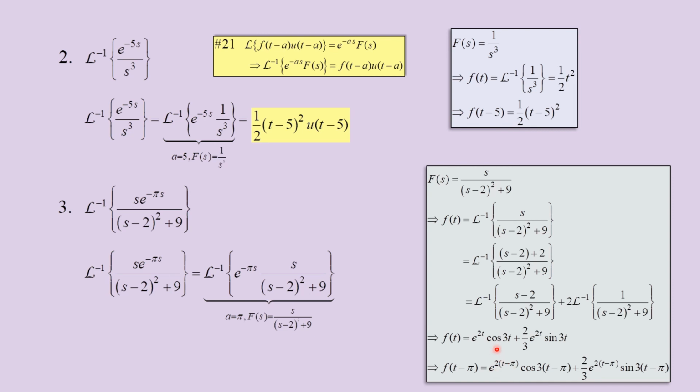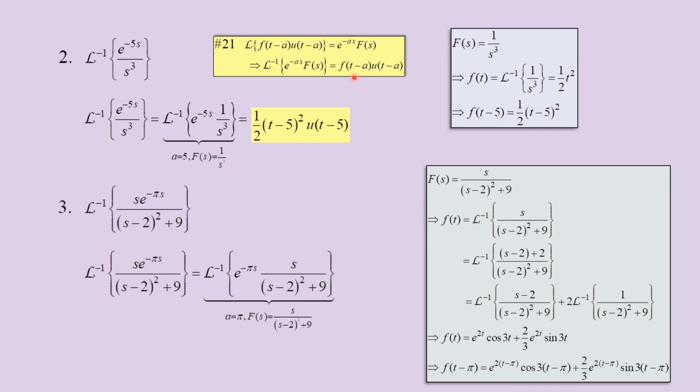Cos 3 multiplied by t now becomes cos 3 multiplied by (t minus pi), plus 2/3 e to the power of 2 multiplied by (t minus pi), sine 3 multiplied by t now becomes sine 3 multiplied by (t minus pi). So this is the function f of t minus pi. Okay, so we are done with this part.